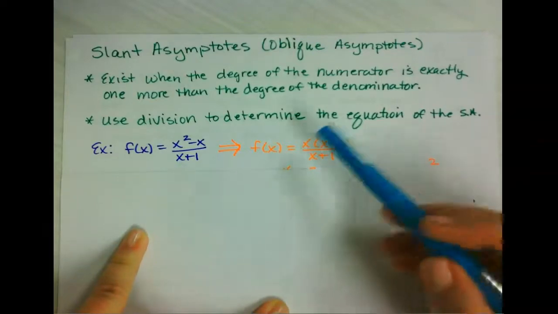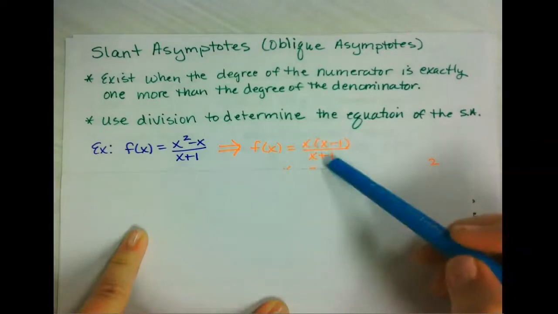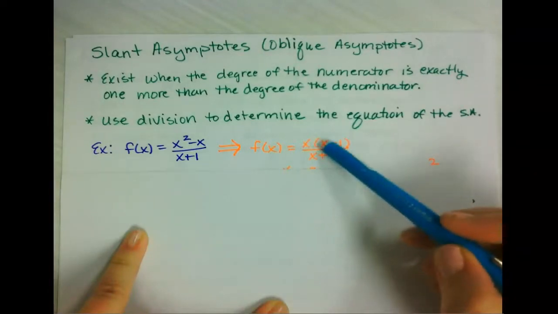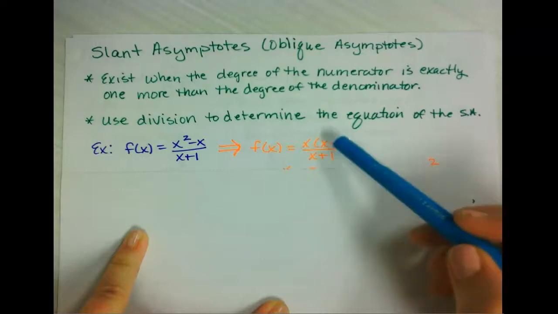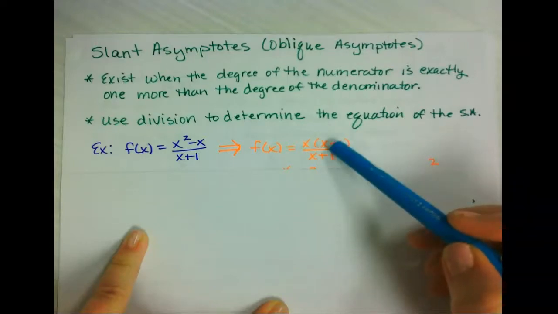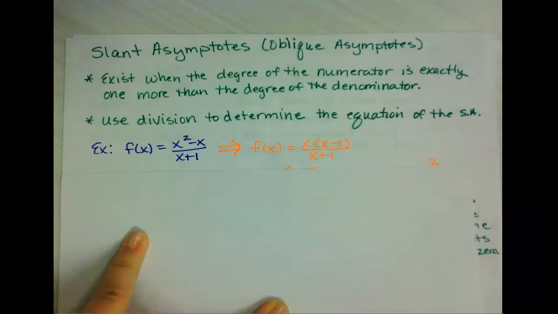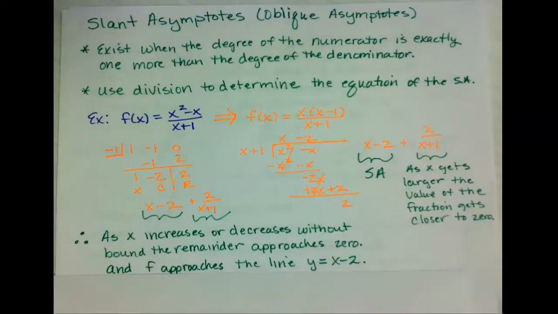Then I would look at it and see, okay, there's nothing that's going to cancel, but I have a degree of 2 on top and a degree of 1 on bottom. Since the top is exactly 1 degree more than the bottom, then I know I have a slant asymptote. When I have a slant asymptote, I'm going to have to use my division to find it.